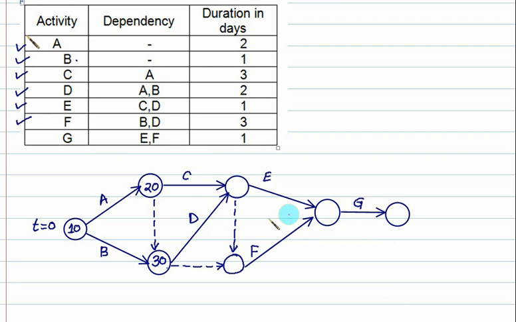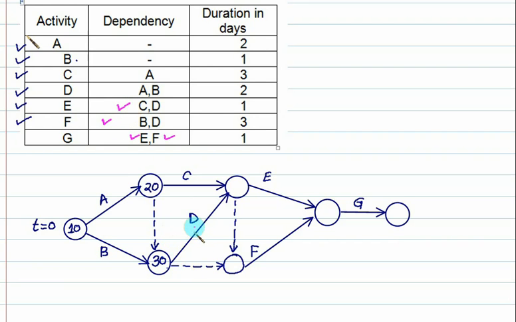Okay, we'll cross check whether the diagram is correct or wrong. We'll go by reverse side. According to this figure, E and F must precede before G. So G, E and F must precede. According to this F, this D and this B must finish. So this F is finished. Before E, there are two activities, C and D. They must precede.